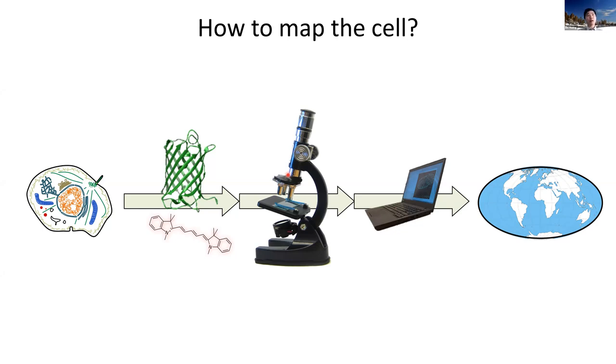In particular, we want a map that's not just static. We want a map that's a movie, so that we know not just where things are, but how they are moving, what they are doing. So for this purpose, we're going to use the genetically encodable tag, like fluorescent proteins.